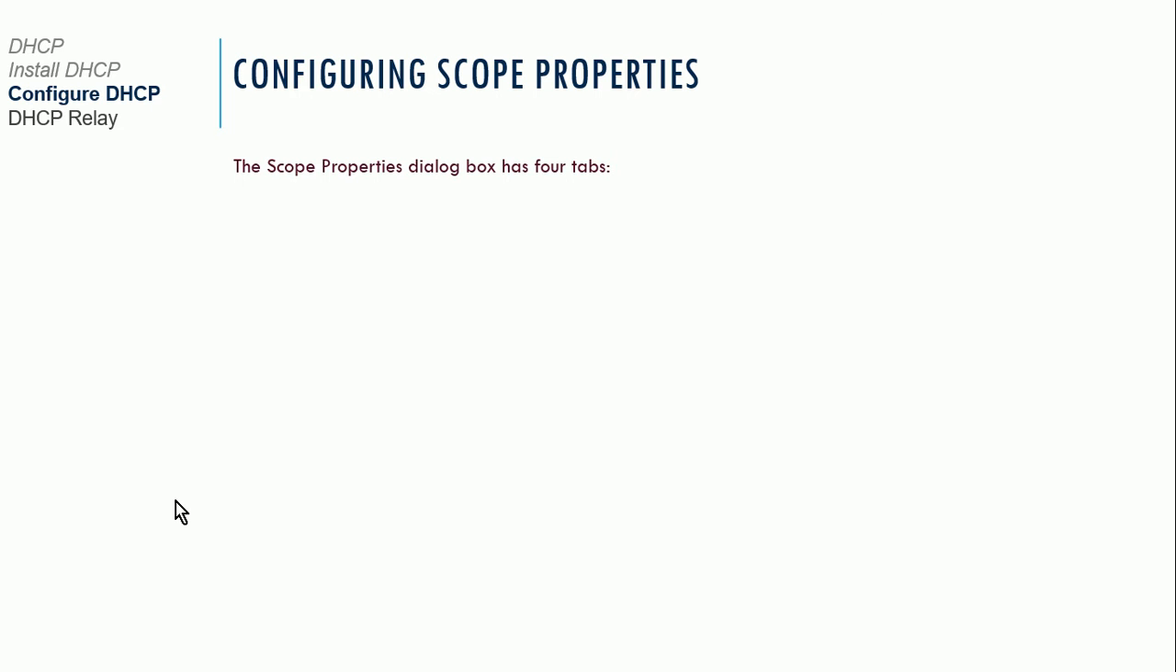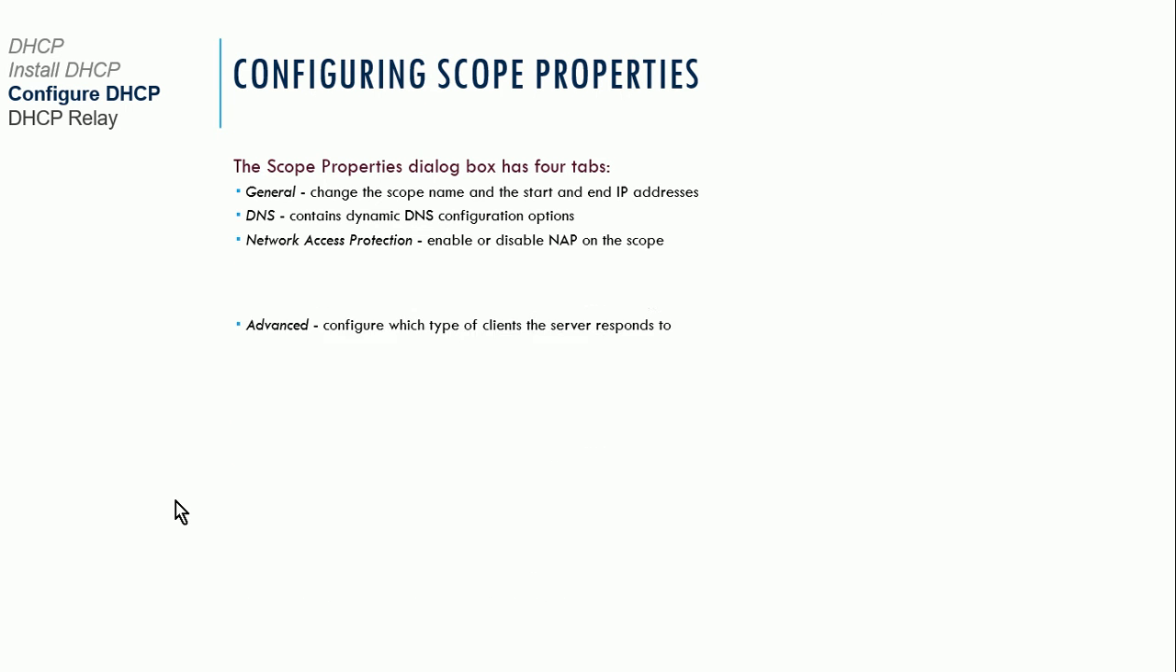Now, configuring scope properties. Again, we started at the server level and we're working our way down. At the scope, you can set the General tab, DNS, Network Access Protection, and Advanced. Sounds familiar, right? A lot of these settings are the same as at the server level, but these would override the server level. For example, if you enabled NAP at this level but it was disabled previously, this would supersede that setting. And the DNS settings would, of course, supersede the settings that you set previously.